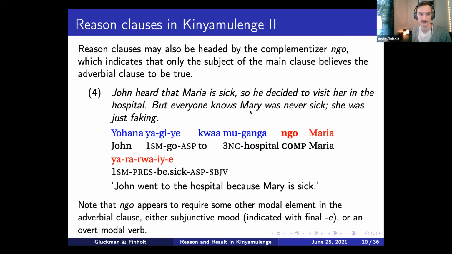We will note that in reason clauses, ngo appears to require some other modal element, whether that be the subjunctive final vowel E as we see in 4, or an overt modal verb. It seems to coincide with some extra modal element in the reason clause.